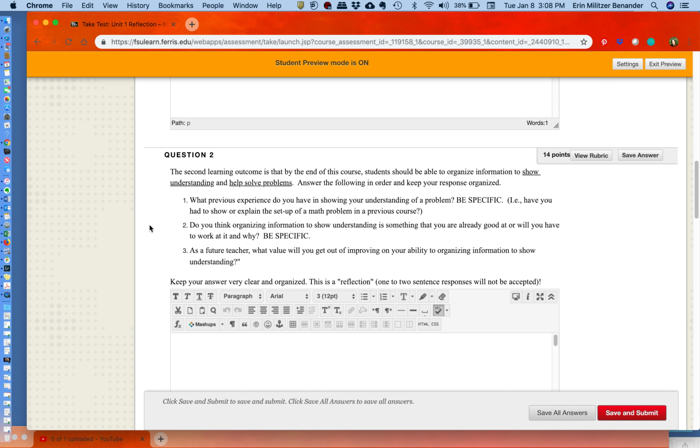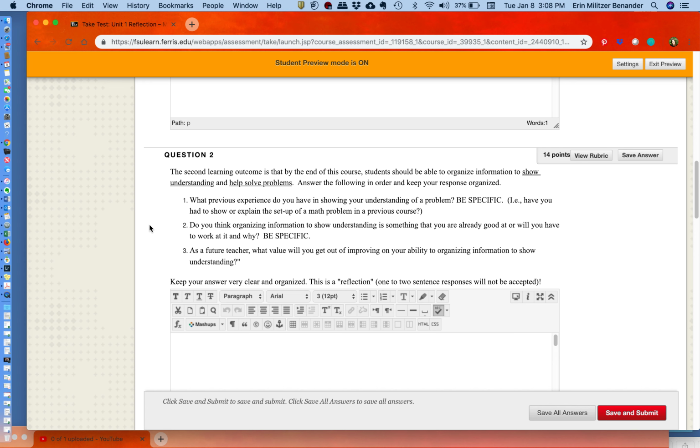So what are the 3 things I'm asking for? 1, what previous experience do you have in showing your understanding of a problem? Be specific, i.e., have you had to show your problem or explain the setup of a math problem in a previous course? 2, do you think organizing information to show understanding is something that you're already good at, or will you have to work at it, and why? Be specific. 3, as a future teacher, what value will you get out of improving your ability to organize information and show your understanding? Those questions are not something that you can just answer in 2 seconds. You've got to really think about them.